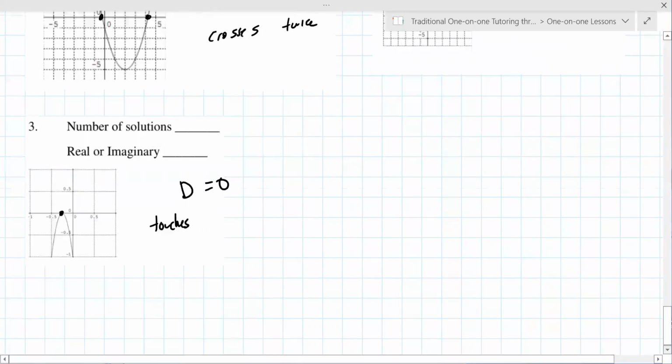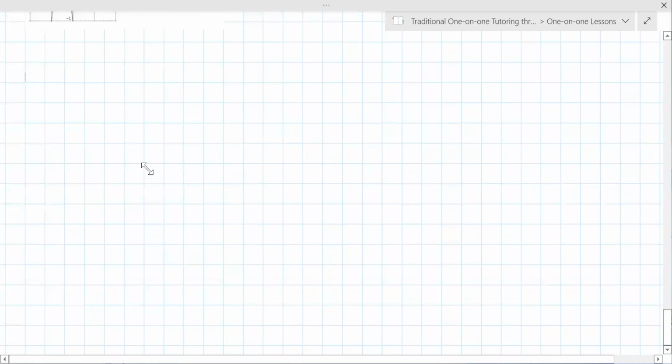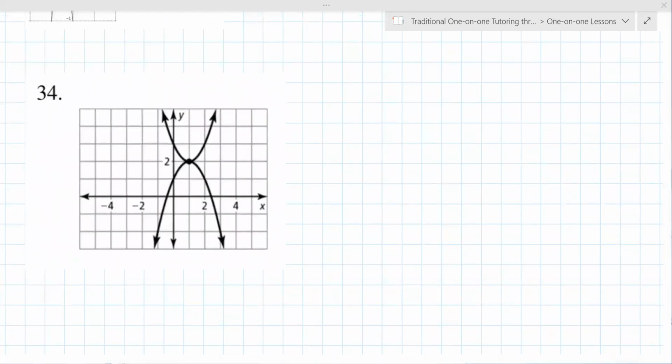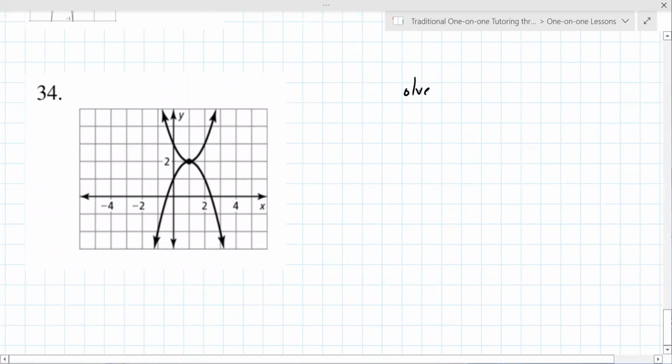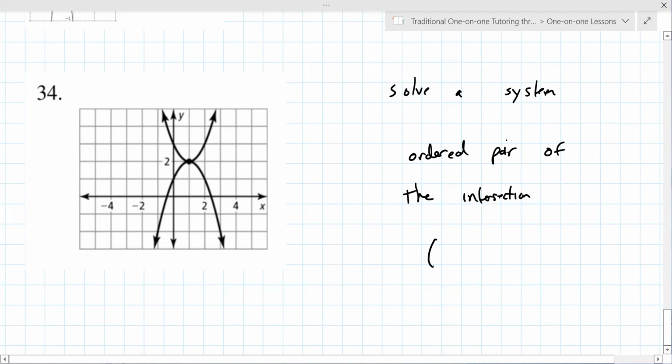All right, so number 34. The instructions say to use the graph to solve the system. So when you solve a system, what you're expected to give is either an ordered pair, which I think is probably the most common answer, of the intersection. Sometimes they would prefer you to say x equals and y equals, but that's implied by the ordered pair. What is the ordered pair where these intersect or touch in this case? 1, 2, yes. And that's the only place.